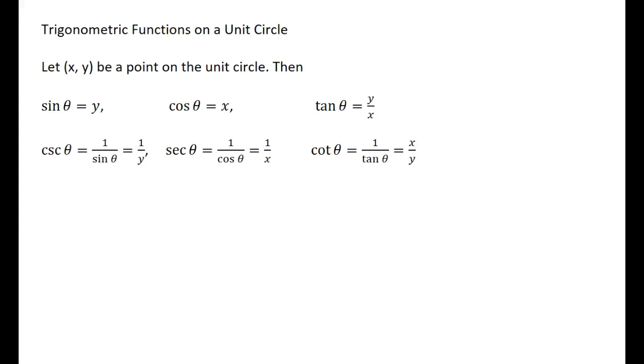So here they are summarized. The sine of angle theta is y, the cosine of angle theta is x, and the tangent of angle theta is y over x. And these are three other trig functions.